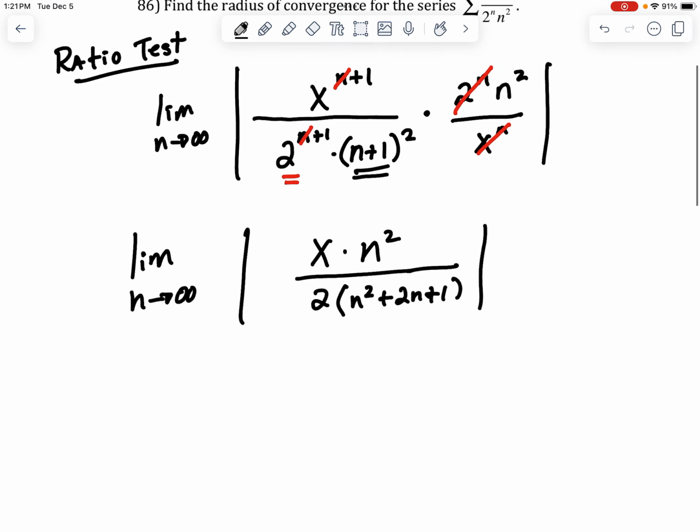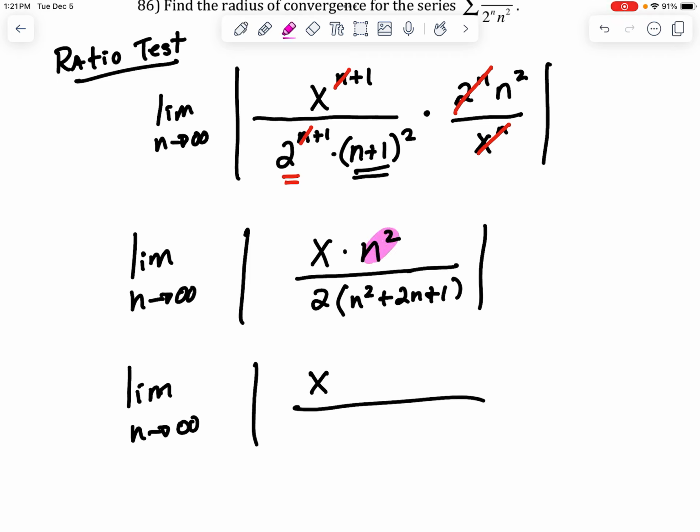And then basically the n squared on the top and the n squared on the bottom balance each other out, and those are going to become a 1, or more formally you could do the L'Hopital's rule. So the x, you just ignore it as you do the L'Hopital's rule, because it's the n that's going to infinity. So the x will just sit there and mind its own business. And then on the top, take the derivative of n squared, so that's a 2n. And on the bottom, the derivative would be 2n plus 2.